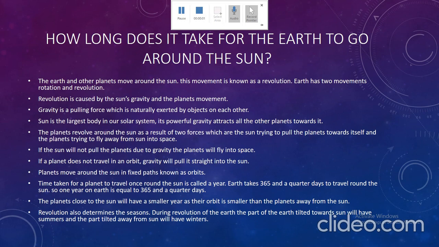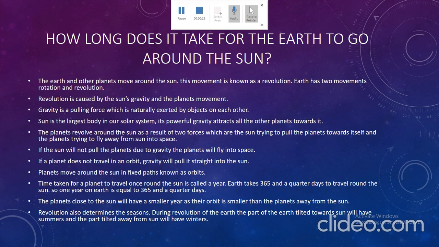How long does it take for the earth to go around the sun? The earth and other planets move around the sun. This movement is known as a revolution. Earth has two movements, rotation and revolution. Rotation I have already explained to you, which is that the earth rotates on its own axis, which is the imaginary line running from the north and south pole in between the earth, and it is slightly tilted.